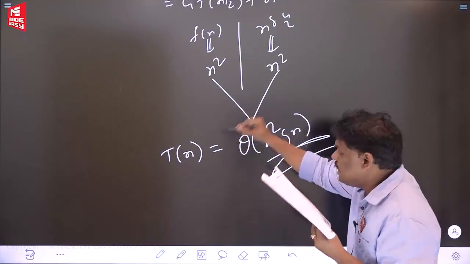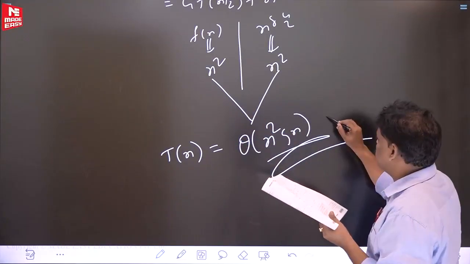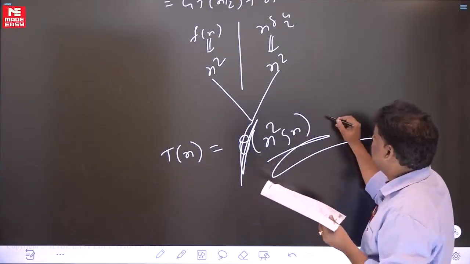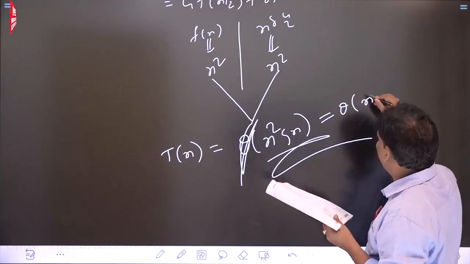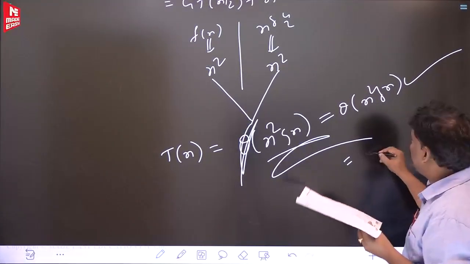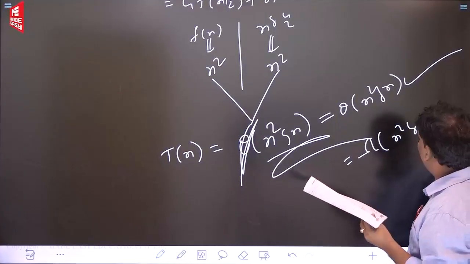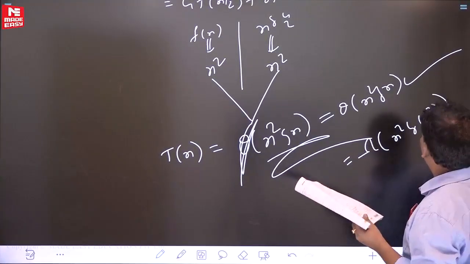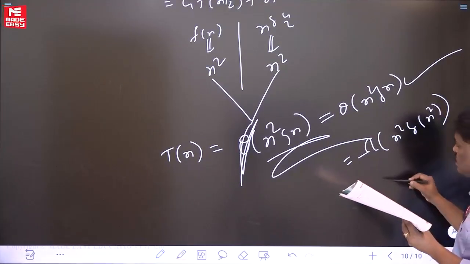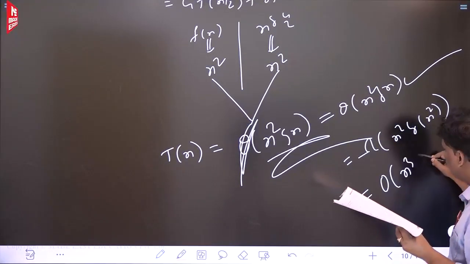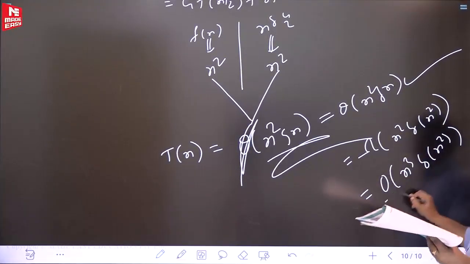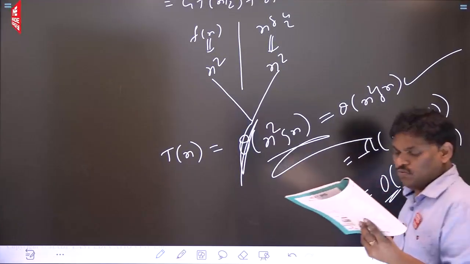Theta of n means T(n). T(n) is this. Now let me check this one. Option S1. This is n square log n. n square log n is theta of n square log n. Is it right or not? Yes. S2. n square log n is omega of n square log n square. Because of this, 2 will come here. I think same. Next one S3. n square log n is big O of n cube log n square. Log n square. I think big O. Big O means this side bigger. I think all are true.